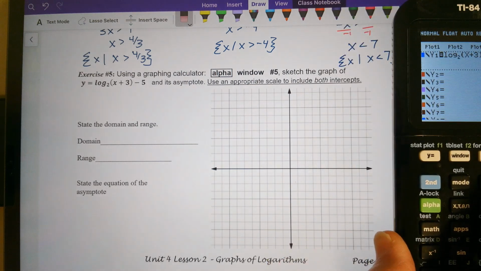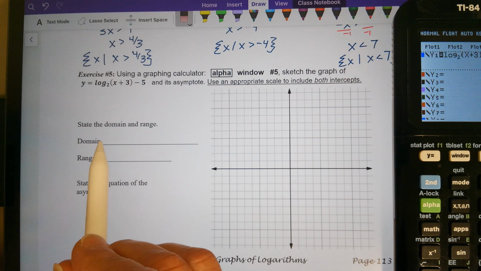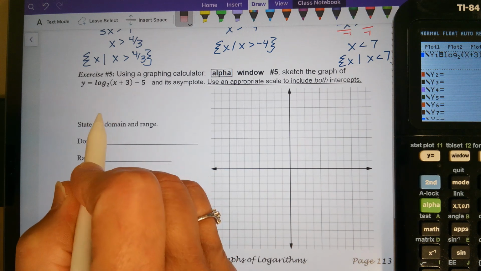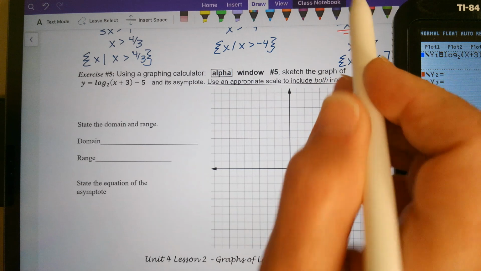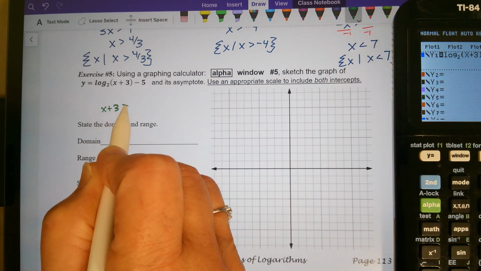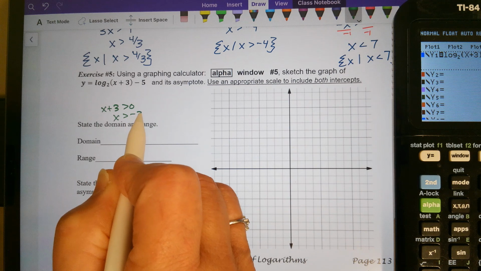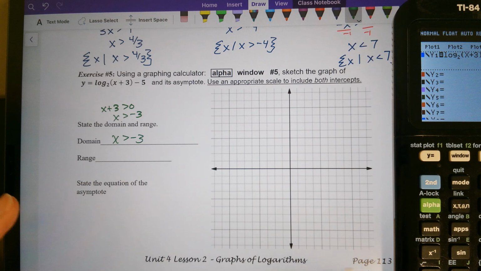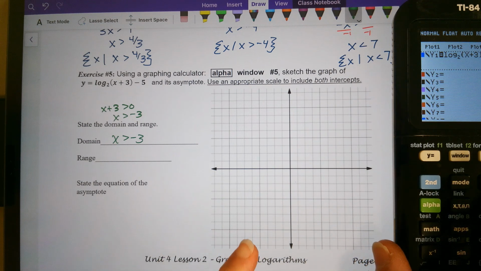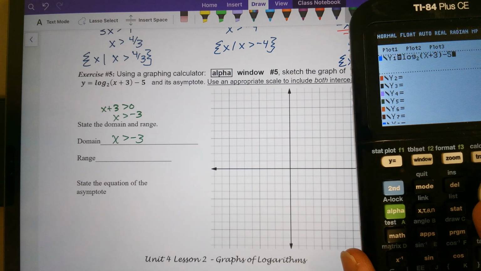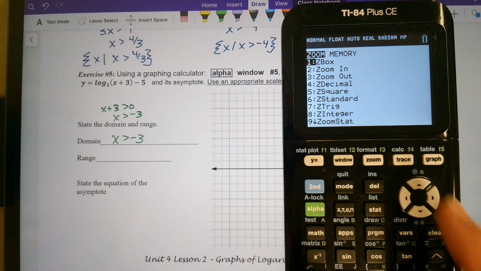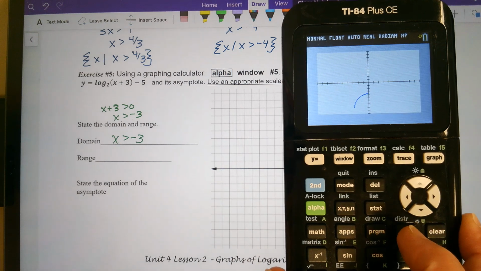Now, before I press graph, to state the domain, we know that our domain has to be all x greater than negative 3. Right? If I take our argument piece, x plus 3 has to be greater than 0, so x is greater than negative 3. It says use an appropriate scale to include both intercepts. Alright, so a zoom 6 is my standard window.